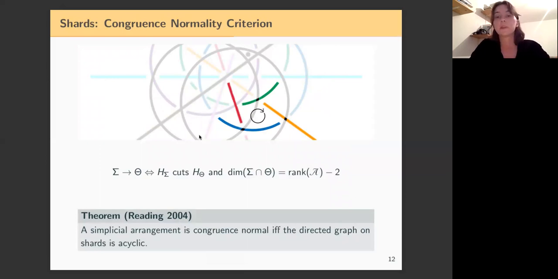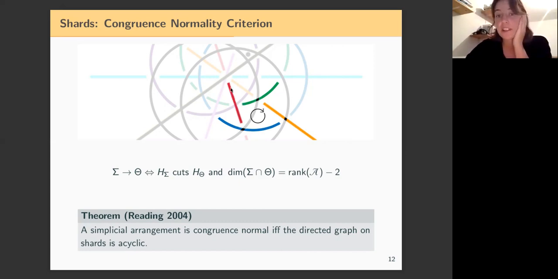Okay, so now what we're doing is, in order to check, this is all about how can we check for congruence normality. And we're going to create a directed graph on shards. And it turns out that if this directed graph is acyclic, then it means that our poset of regions is congruence normal. So the conditions were that one hyperplane has to cut another one, and also the 2 shards actually have to intersect. In this picture, it means that the 2 shards intersect at a point. I mean, if you imagine the closures of these lines.